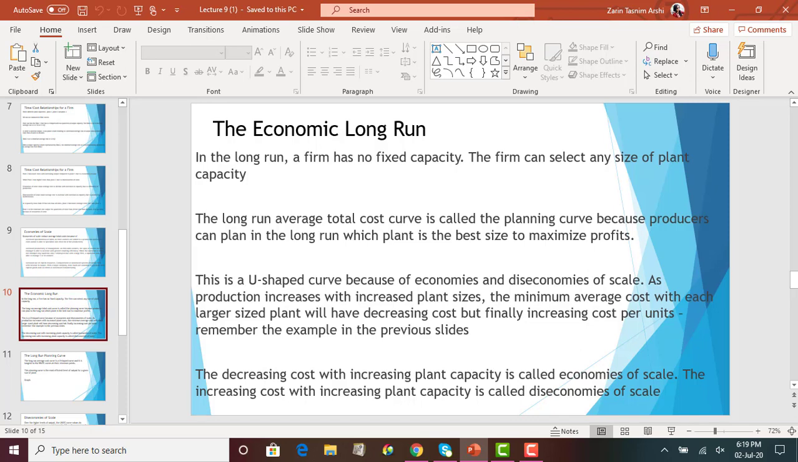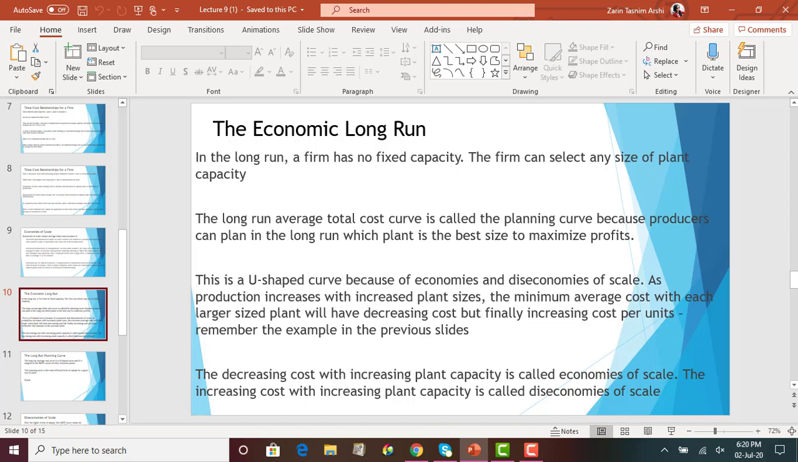So the long run average total cost curve is also U-shaped, but it is more flattened and broad, and it is also known as the planning curve. Producers use this to determine the best size of their plan to maximize profit. Like a normal short run average cost curve, the long run average cost curve will also be U-shaped, but as I said, broader, and it will also display economies of scale and diseconomies of scale. So as production increases, your cost will decrease up to a certain point, and after that point, as output goes up, your cost starts going up as well.